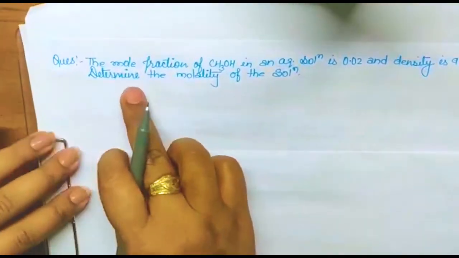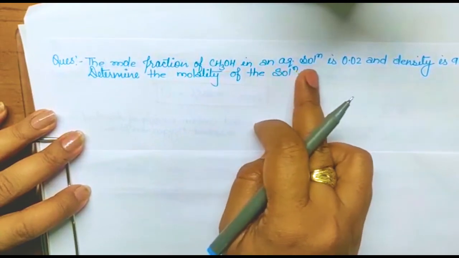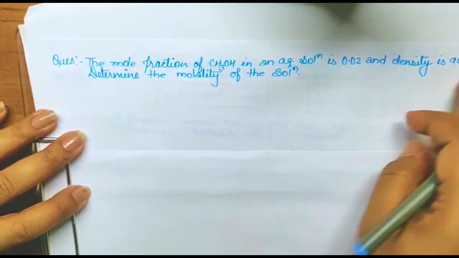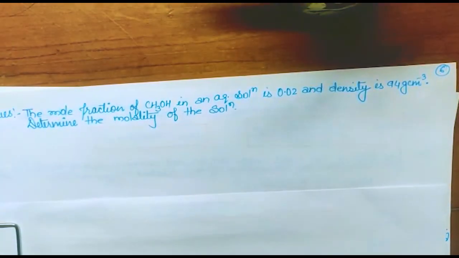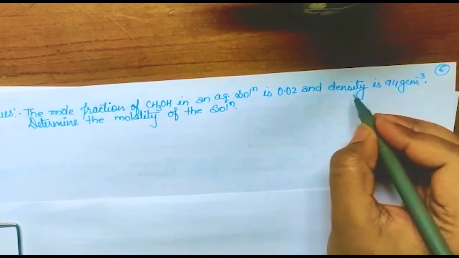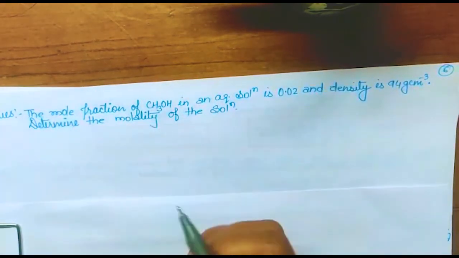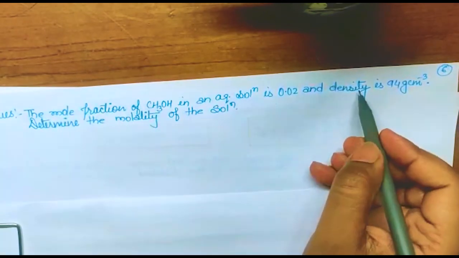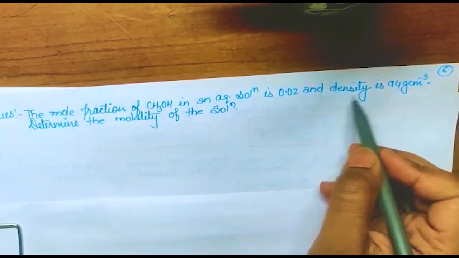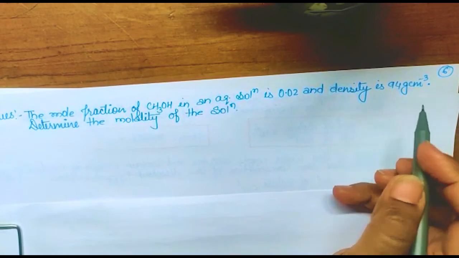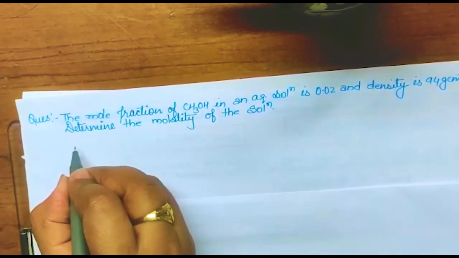Another question: the mole fraction of CH3OH in aqueous solution is this, density is given this, determine the molality of the solution. This is the question, and now molality is asked and mole fraction is given. Here no need to use this density. Density is not used for molality, okay? But yes, of course, if molarity was asked here, then you could have used this formula, this value also, okay?